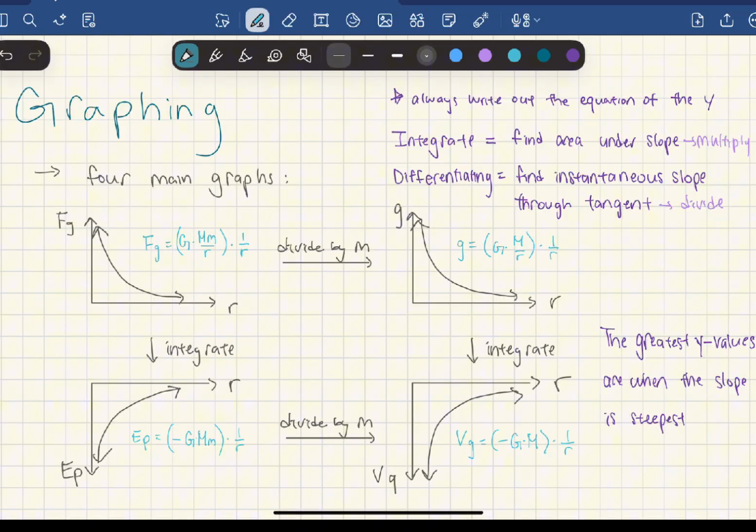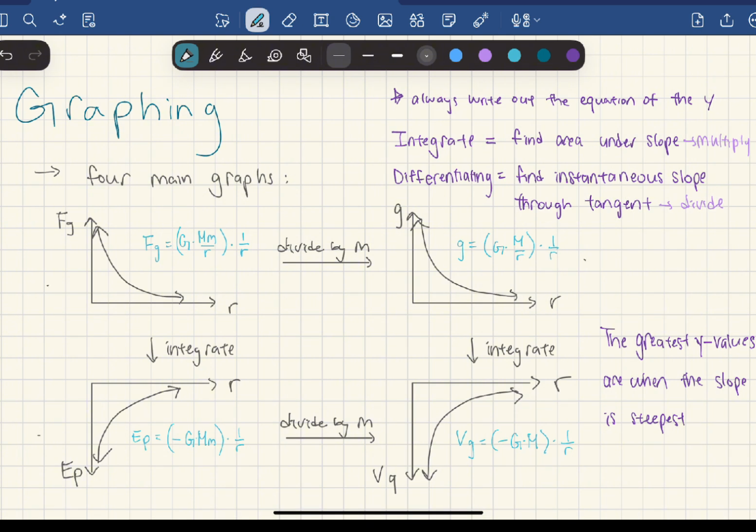So finally, we're going to look at graphing, which in this topic is based on 4 main graphs, based on the 4 main equations. So Fg, Ep, Vg, and g. I've written out the equations of these y variables here, which is a good way of understanding how the graph works, because you can see what the slope of the graph actually is. And because all of them divide by r, that's why the graphs are curved.